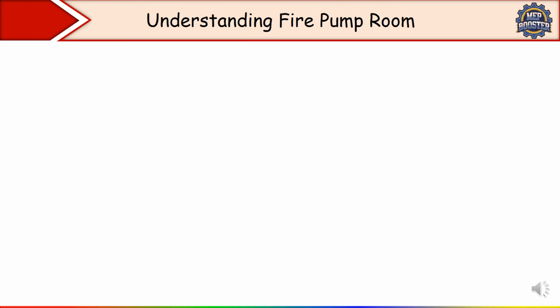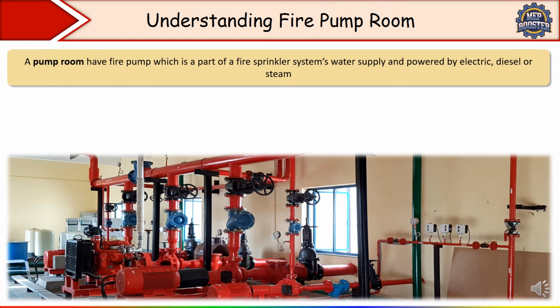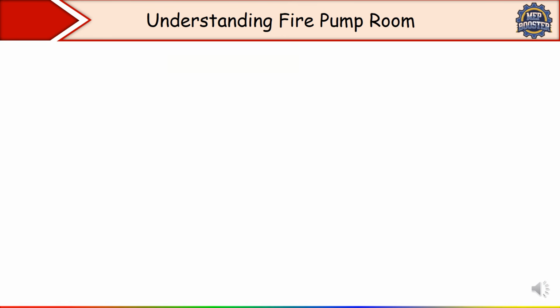So first of all, here we have to understand the fire pump room. Yes, so what is it? See, a pump room has a fire pump, which is a part of a fire sprinkler system water supply and powered by electric, diesel or steam. Clear? So the pump intake is either connected to the public underground water supply piping or a static water source.